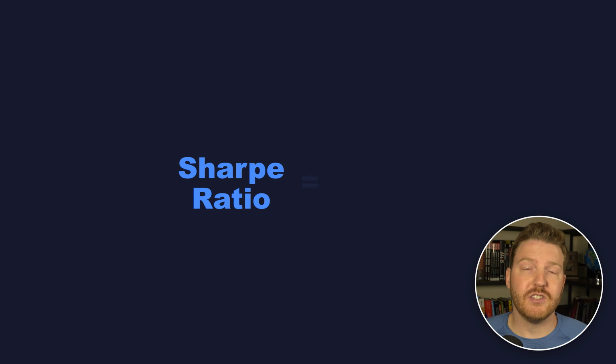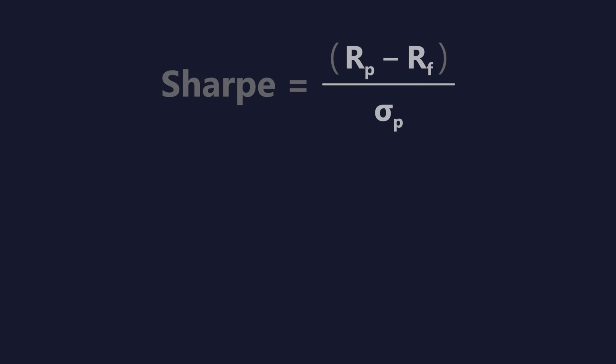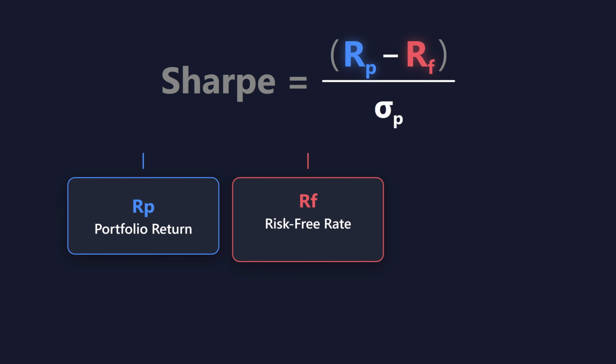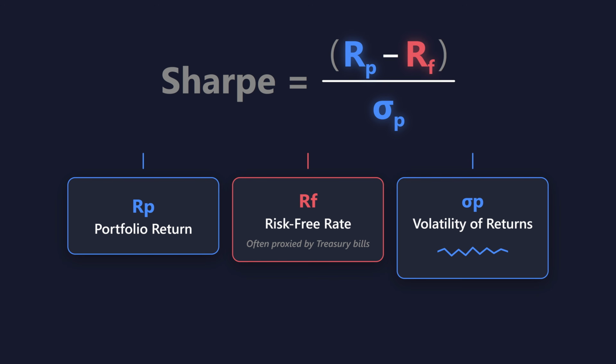The formula has three parts. Take your portfolio's return, subtract the risk-free rate, and divide by the portfolio's standard deviation. Let me break that down. The return is what your investment actually earned. The risk-free rate is what you could have earned from a very low-risk benchmark, typically treasury bills, and standard deviation measures how much your returns bounced around. The more volatile your returns, the higher that number.